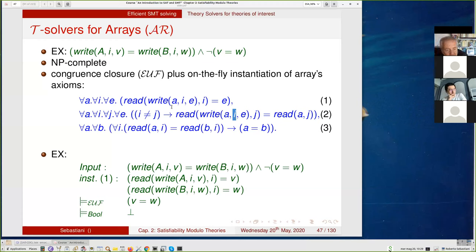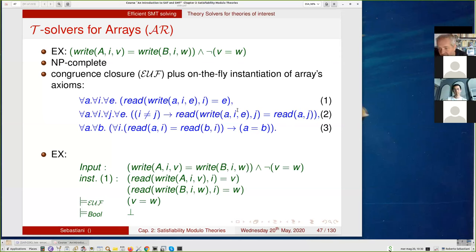Notice that these two axioms are somewhat complementary. You could rewrite the first axiom as: for all A, I, J, E, if I equals J, then read (write A I E) J equals E. But we simply inline this equality. So this says, if you write something in position I in an array and you read in position I, you'll find what you have written there. If you read in all the other positions, you read what was already there. This is quite clear, I would say, right? Is this clear?